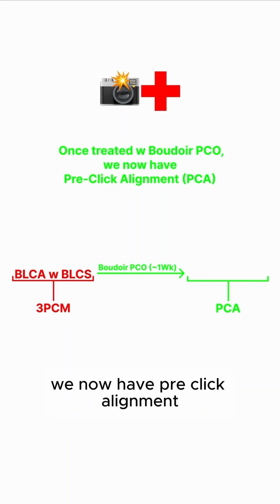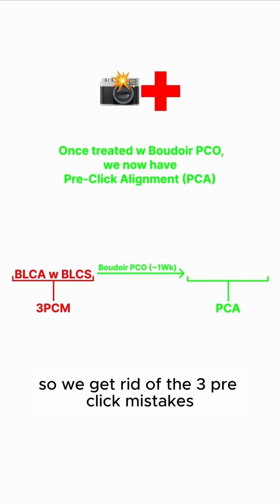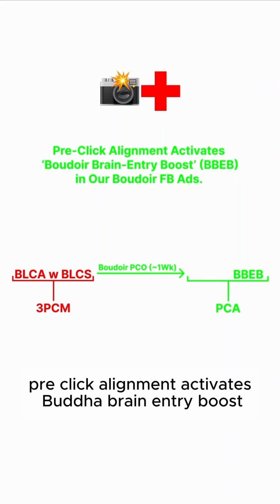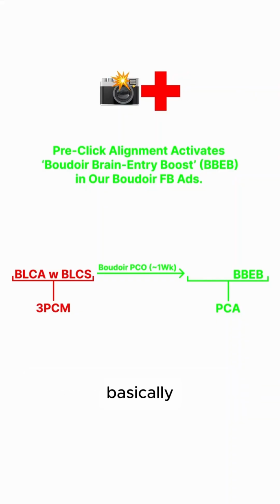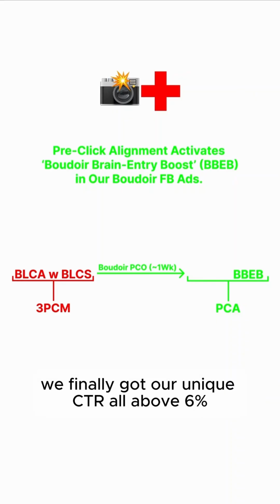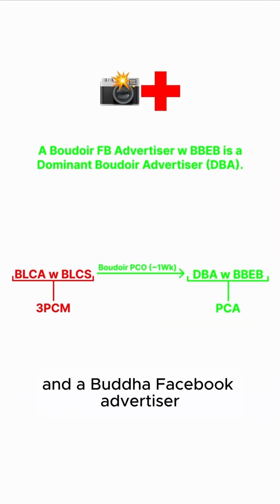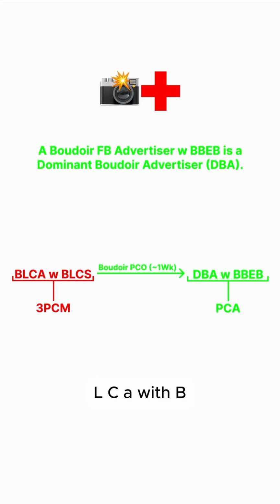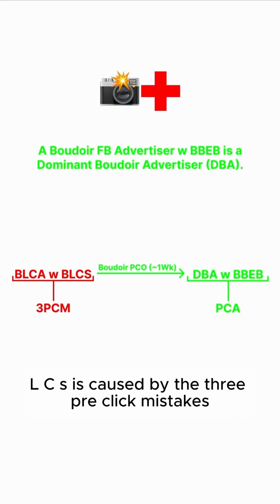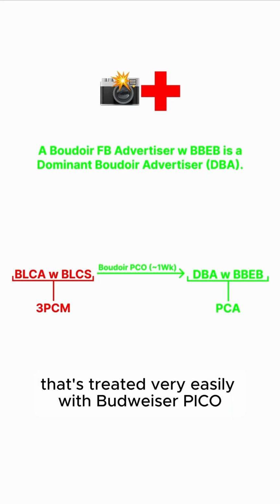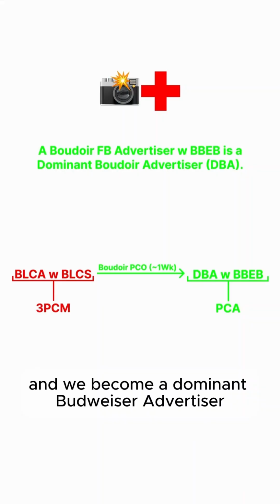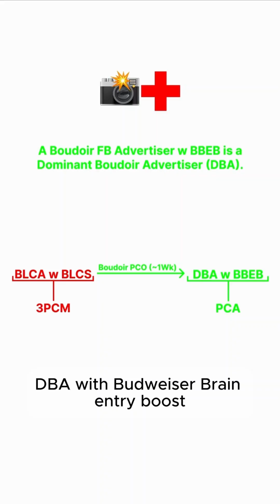Now, once treated with Boudoir Pico, we now have pre-click alignment. So we get rid of the 3 pre-click mistakes. We achieve pre-click alignment. Pre-click alignment activates Boudoir brain entry boost in our Boudoir Facebook ads. Basically, we finally got our unique CTR all above 6%. And a Boudoir Facebook advertiser with Boudoir brain entry boost is a dominant Boudoir advertiser, a DBA. So, this is our universe. A BLCA with BLCS is caused by the 3 pre-click mistakes. That's fine. That's treated very easily with Boudoir Pico. It takes about a week. We achieve pre-click alignment, and we become a dominant Boudoir advertiser, a DBA with Boudoir brain entry boost.